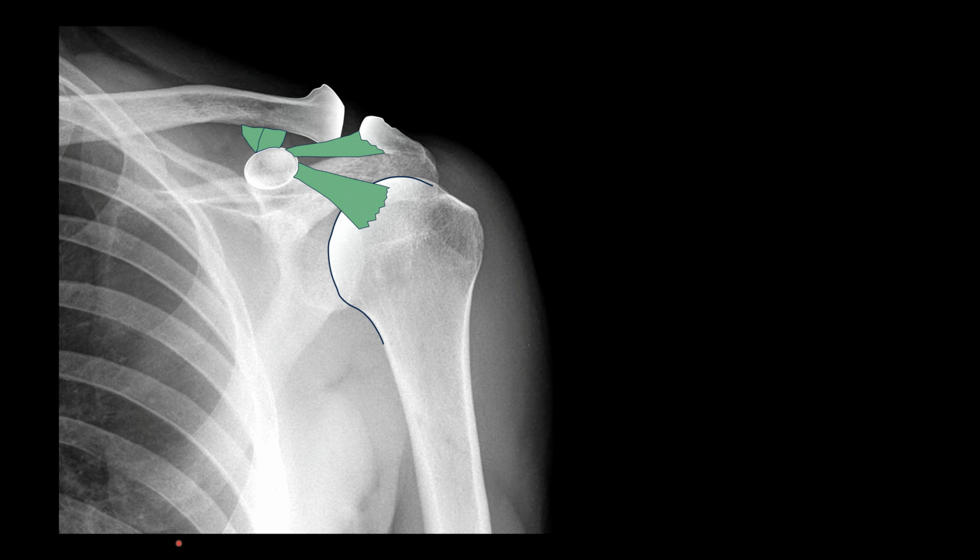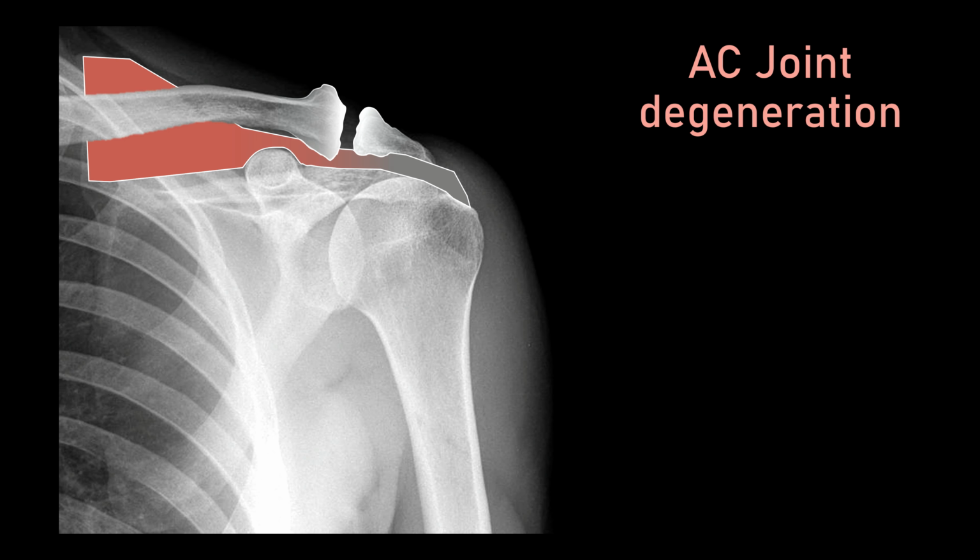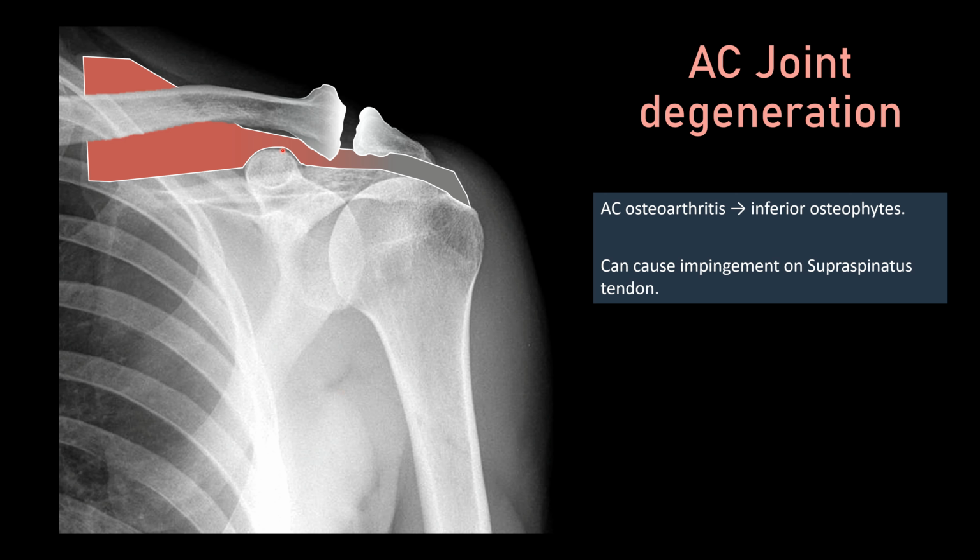Now, if you look at all these structures, these form a narrow passage through which the muscle supraspinatus passes, and it attaches on the greater trochanter of the humerus. If there's any further abnormality of the AC joint or some overcrowding in the space, it can lead to impingement of this muscle and can cause degenerative tears. For example, if there's any AC joint degeneration, it causes hypertrophy of the joint, or if there are any inferior osteophytes along the clavicle or the acromion, it causes impingement on the tendon of supraspinatus and can cause tears.